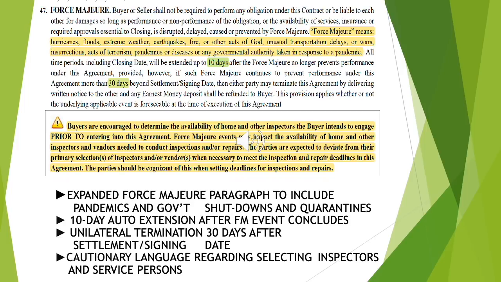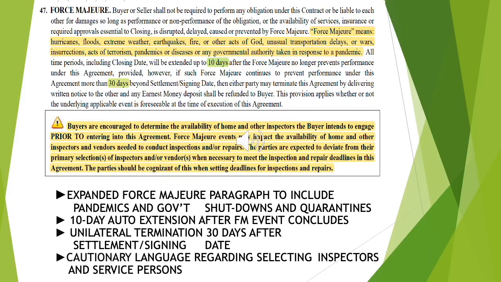not just acts of God such as extreme weather and earthquakes and fire, but also pandemics, which I guess could be argued to be an act of God. But nonetheless, we've included that in the list, so there's no ambiguity as to whether or not that's included as a force majeure event.